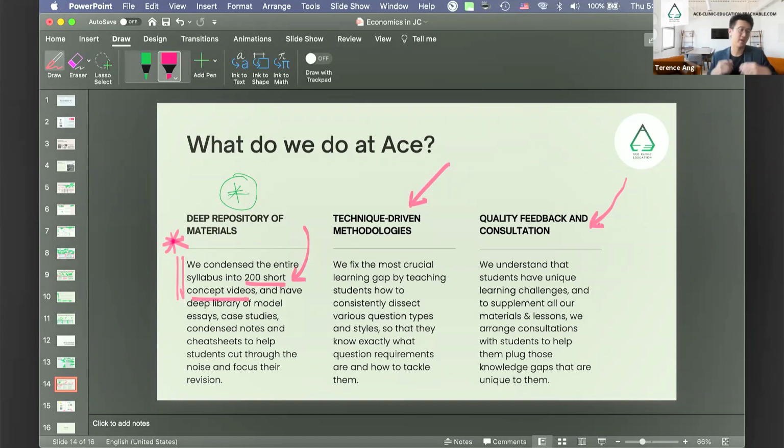Here's what you should do over the next 4 to 6 weeks as you build up in mid-year. So we try to plug the knowledge gaps that students have, and give them a roadmap: here's where you are, here's where you need to go, and here's what you need to do in the process.